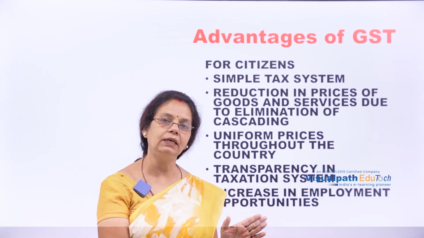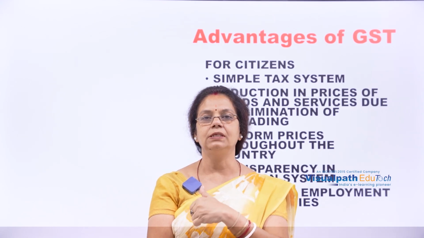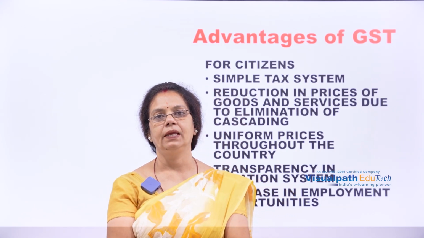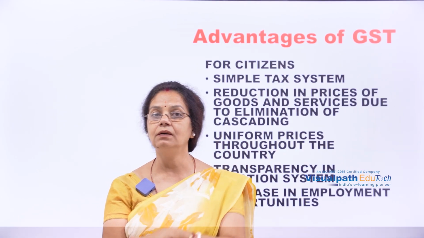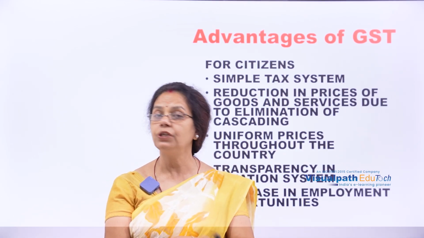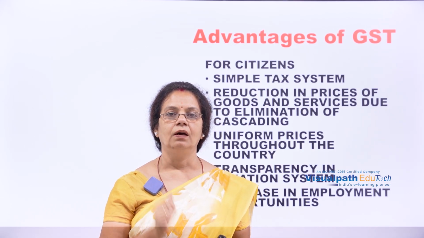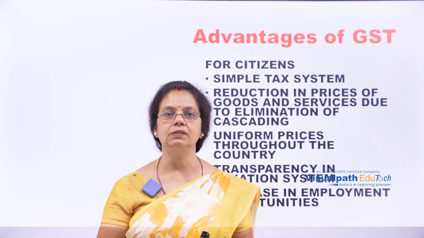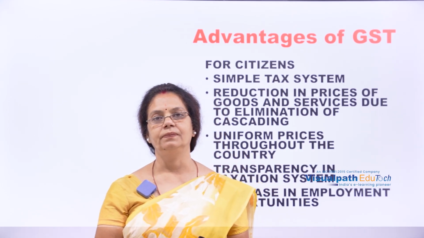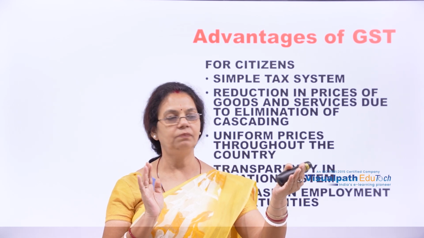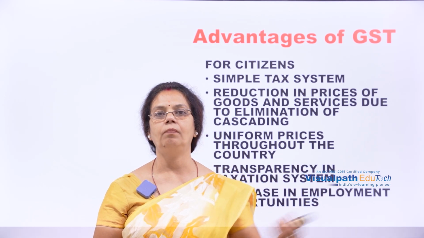So what did we get exactly? Three types of different advantages. One is for the citizen, for us, the general public. Second is the businessman and the traders. And the third is what? The government. So three parties are there in the entire tax procedure. These three parties are what? One is the customer, another is the trader. So there is a relation between the trader and the customer. And the third is the government.